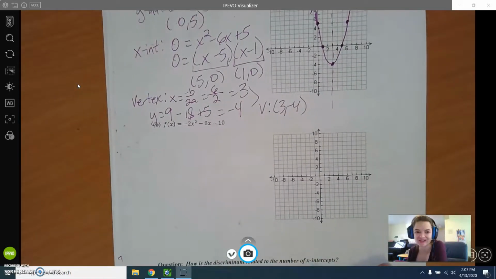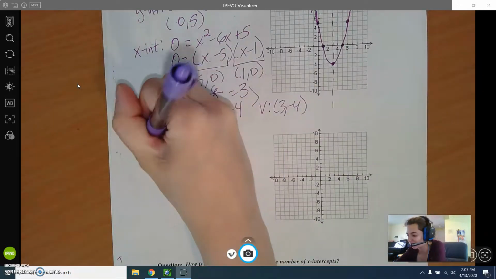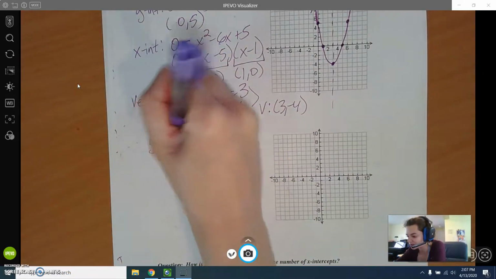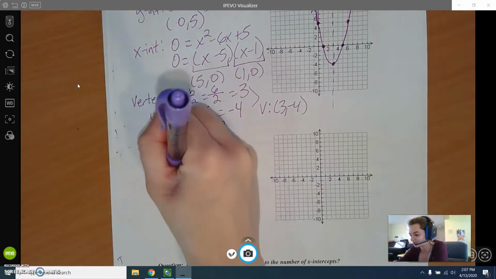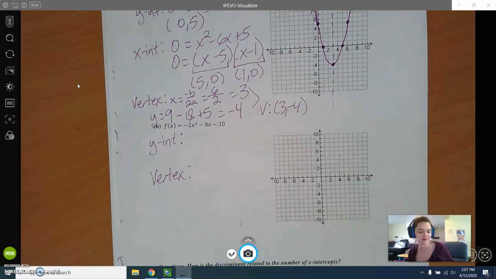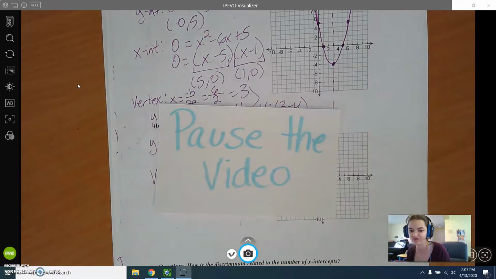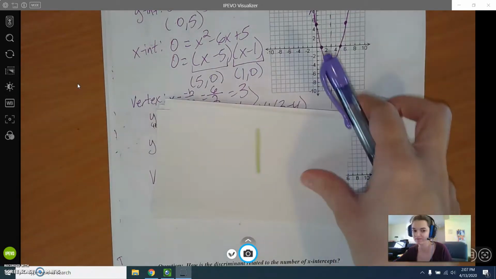I'm going to let you guys try some pieces and parts on this one, okay? So in part B, I want you guys to see if you can find the y-intercept. And I want to see if you can find the vertex. We'll talk about the x-intercepts together, okay? So see if you can find the y-intercept and the vertex. Go ahead and pause your video, and I'll tell you the answers in 3, 2, 1.